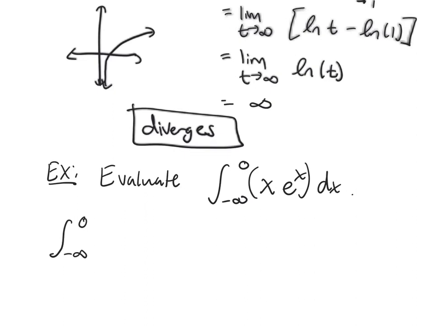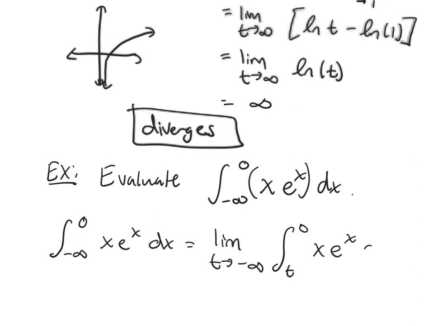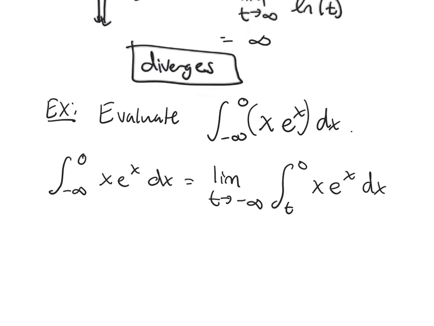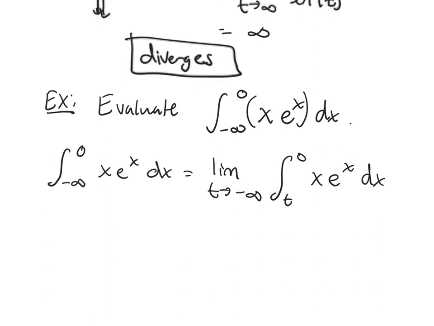Rewrite it as a limit, exactly. The limit as t goes to negative infinity, t to 0, x e to the x dx. Okay, great. So again, you're thinking of t now. Now t is a negative number, smaller than 0. Okay, that's just a constant, really. So I can integrate. How do we integrate that?